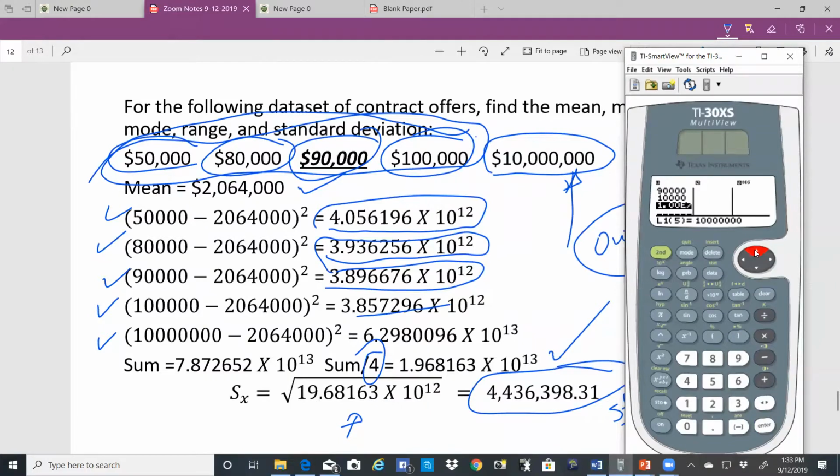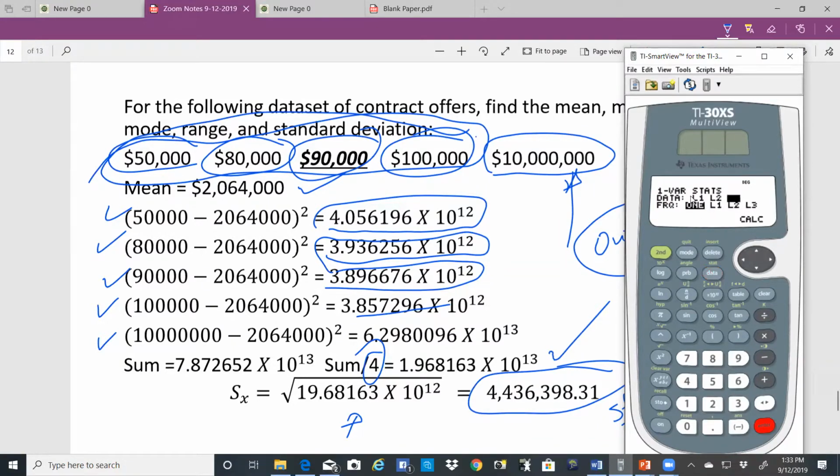So we got the data in. So now we want to do the statistics on it. First of all, we need to get the mean. So we're going to hit second stat, which is second data, which means you're going to do statistics on something. And we're just going to be doing one variable statistics. So I'm going to hit enter.